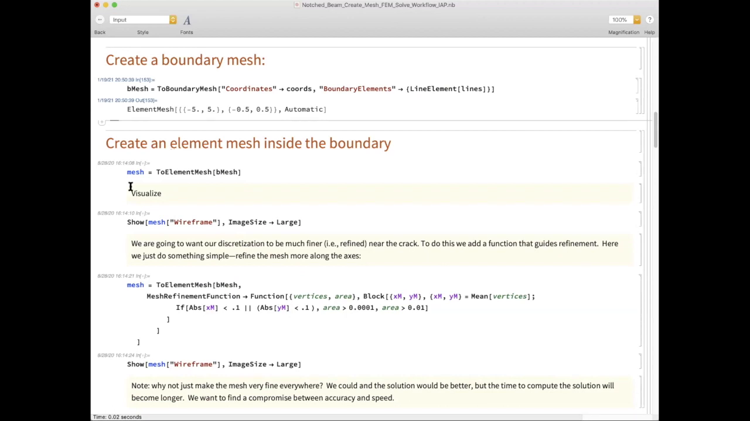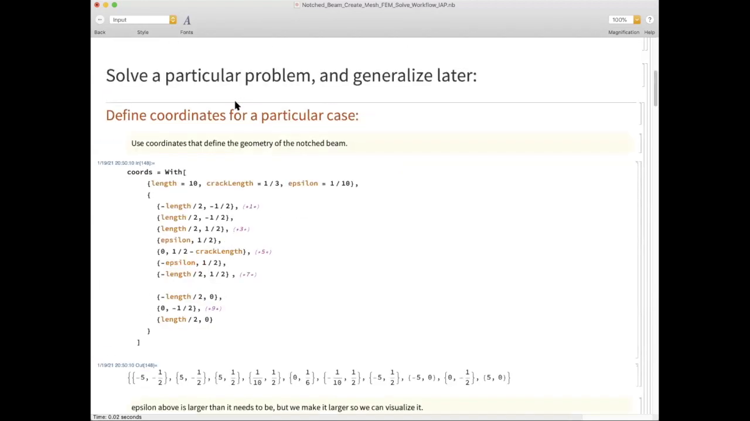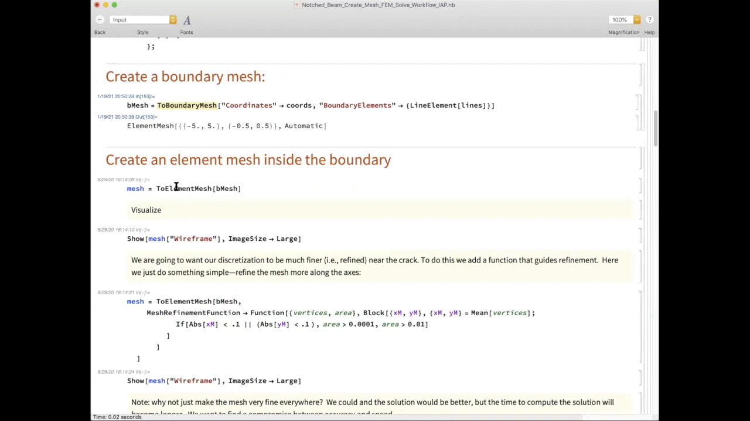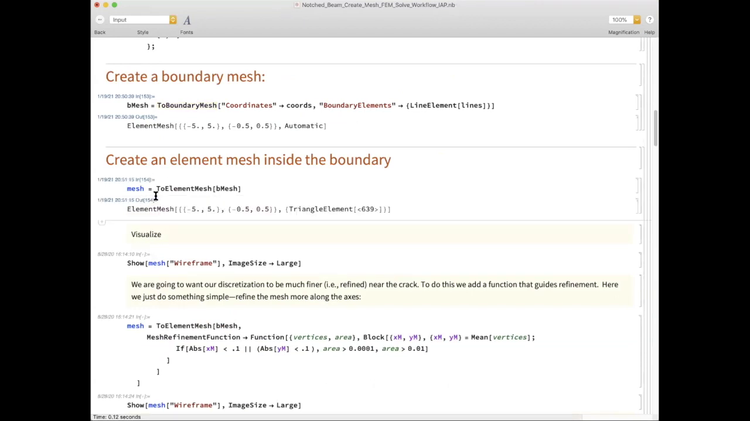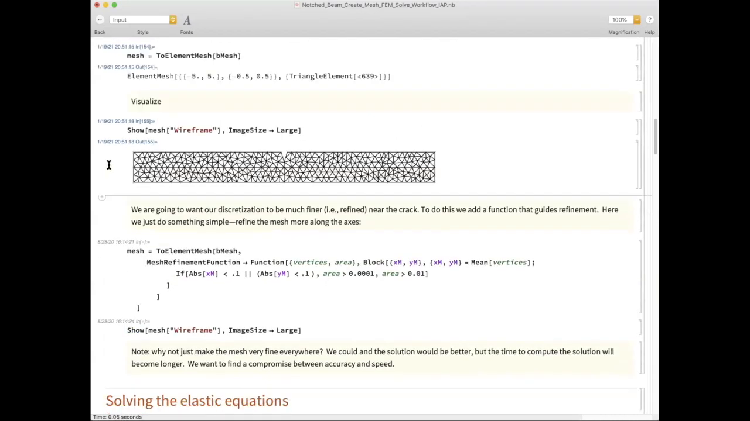Okay, so I'm going to take my boundary mesh, which is just the outside of this object sitting here, and I'm going to turn it into an element mesh, and I'm going to show what my element mesh looks like. Okay, so here's my beam. I put a little extra line in here, and you'll see why later, because I want a little straight section in my code. Here's my notch.